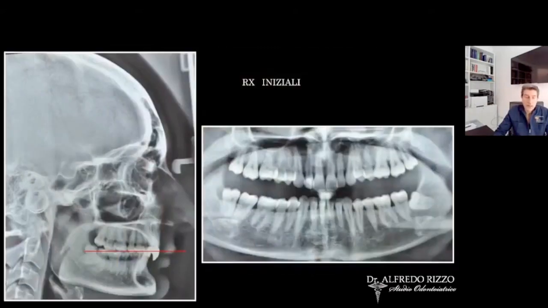Another case of a skeletal deep bite. This lady has a decrease of the size of the lower facial third. This would also be a surgical case, and we have suggested a surgery for her, but she refused.